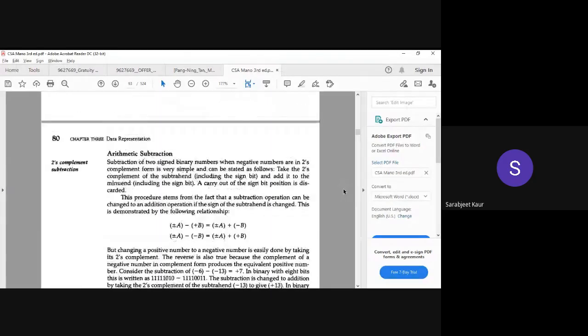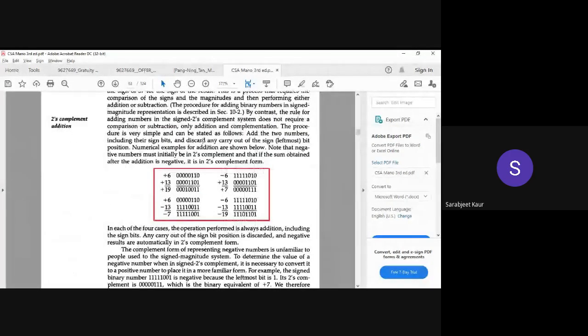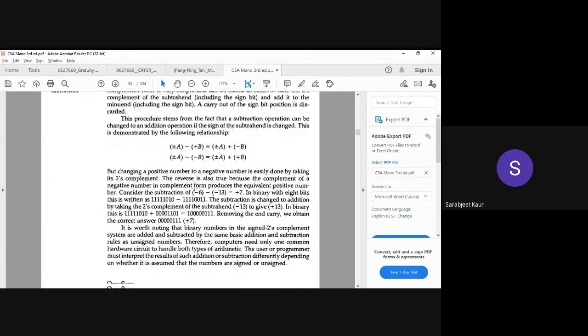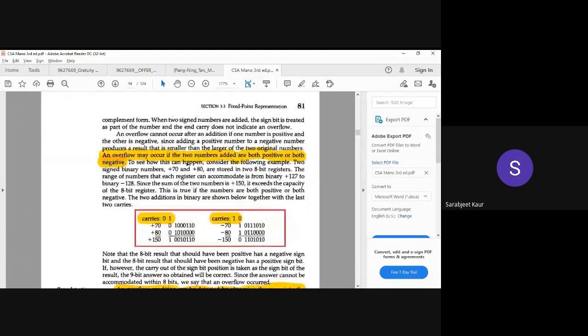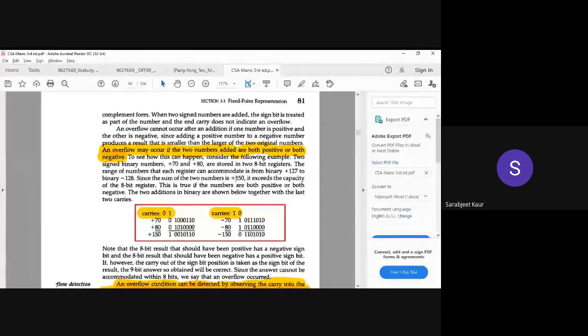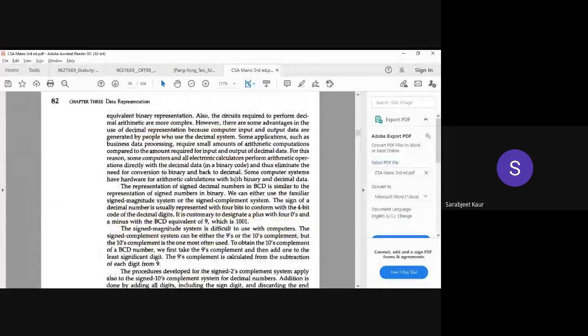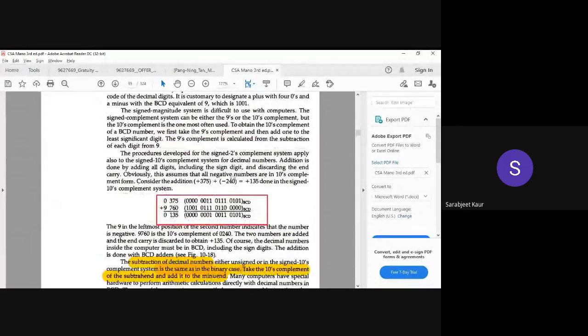And similarly, this is the computation with the 2's complement, right? Similarly, you should also do it for decimal. Things like this. I'll just show you. Things like this. This is in BCD.